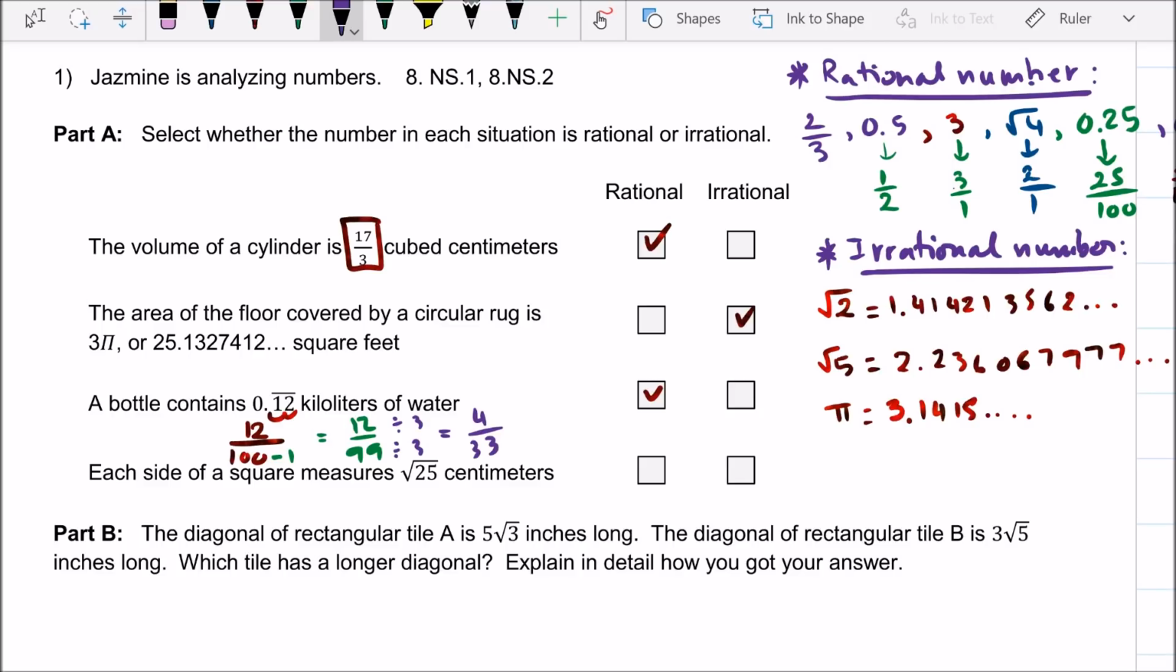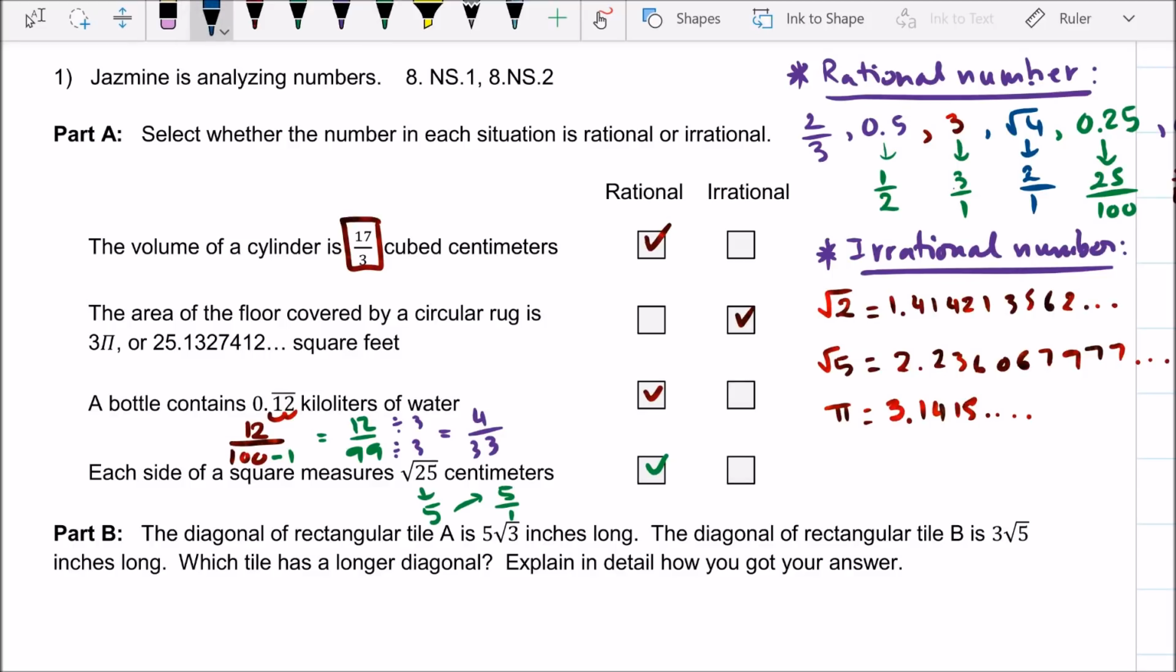The last one, each side of a square measures square root of 25 centimeters. We know that the square root of 25 is 5, and since it's a whole number, you can write it in fraction form, 5 over 1. That would be a rational number.